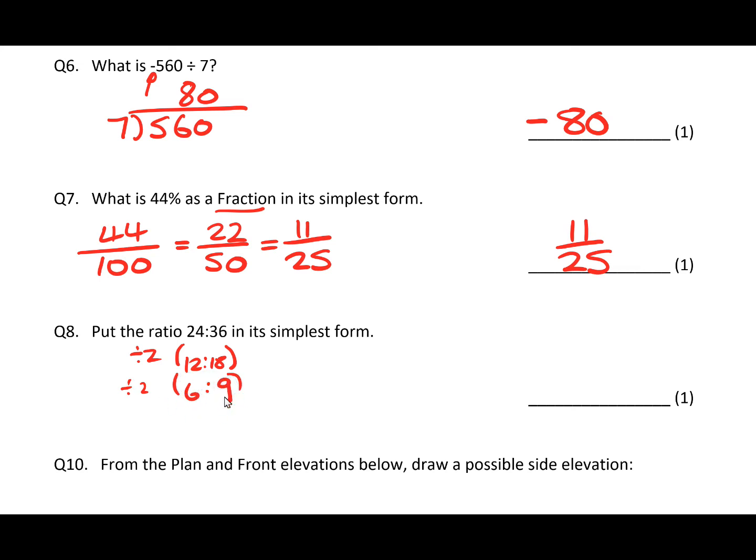Now I know 2 doesn't go into it, so I need to try 3. If I divide by 3, I get 2 to 3. So the ratio in its simplest form is 2 to 3.